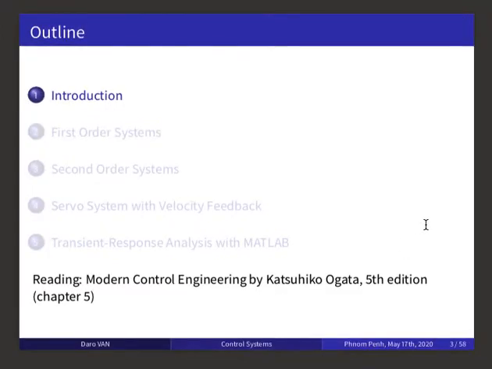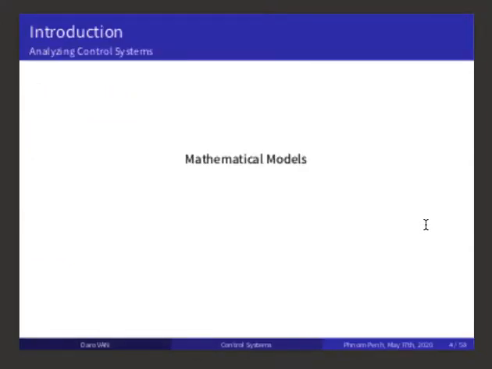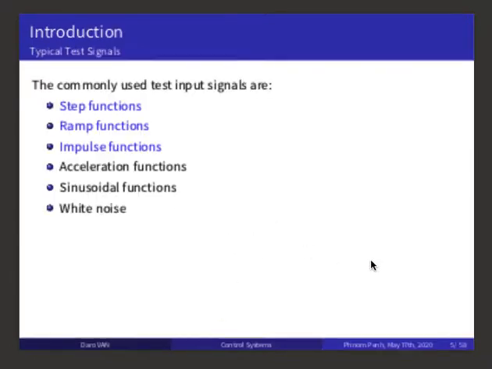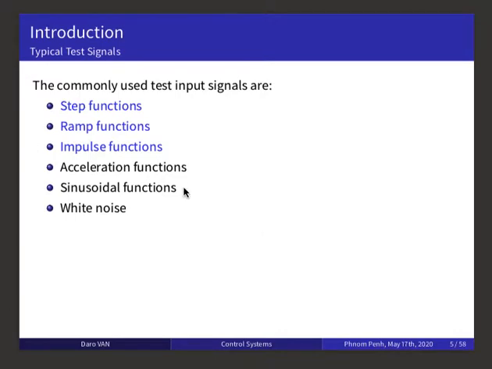Okay, so we'll begin with the introduction. The first step in analyzing a control system is to derive mathematical models. Once such a mathematical model is obtained, various methods are available for analysis of the system performance. There is something that you need to do before we go further.